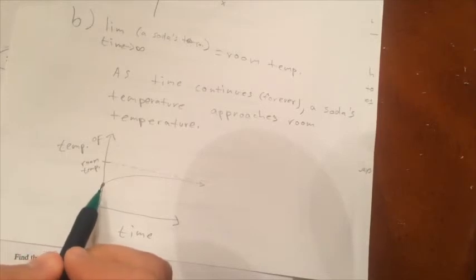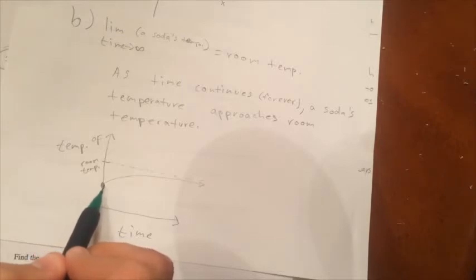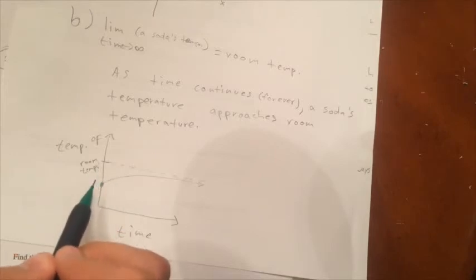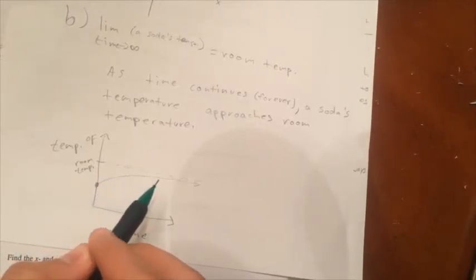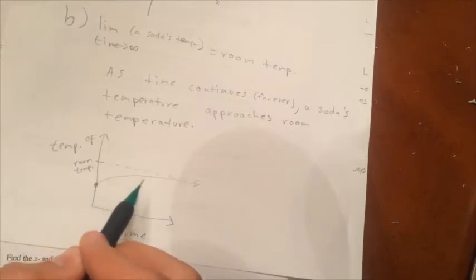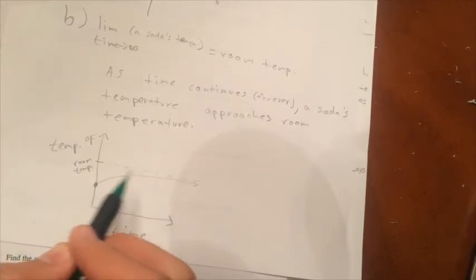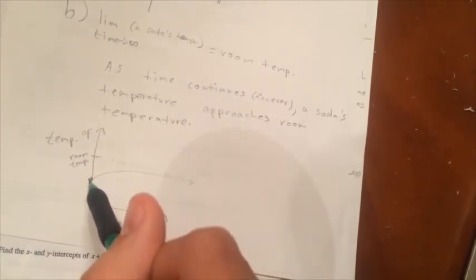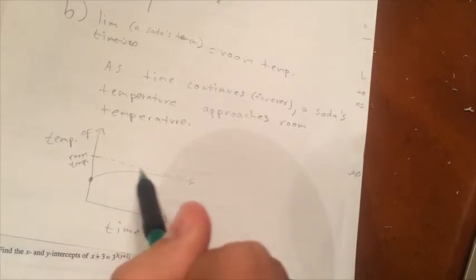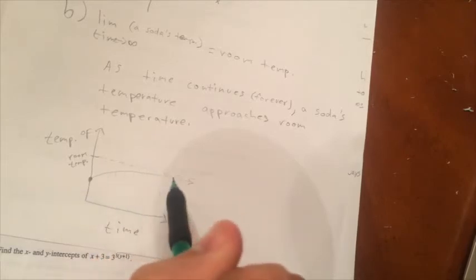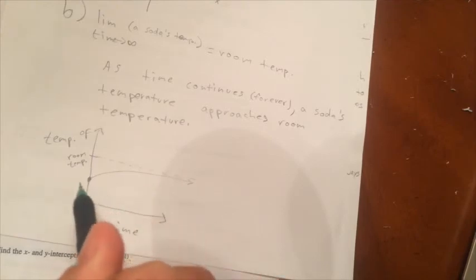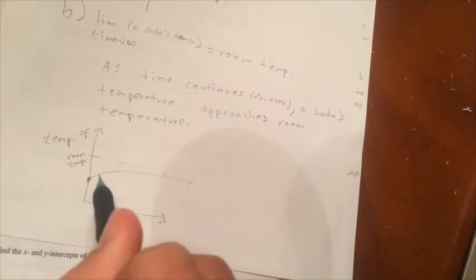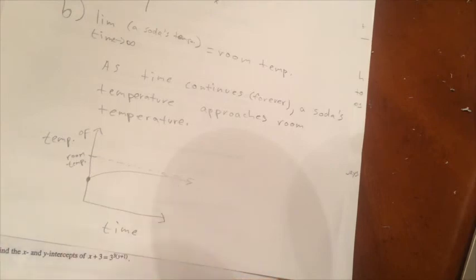And then the soda's temperature, if you have a cold soda, it's going to be below the room temperature, obviously, right, when it starts off. But since it's not in a fridge, it's going to be exposed to the room, it's going to gradually increase in temperature and move towards the room temperature. So the limit of the soda's temperature approaches the room temperature. And you can clearly see that by this graph. And it makes sense, right? Because the soda will gradually become the same temperature as the room.